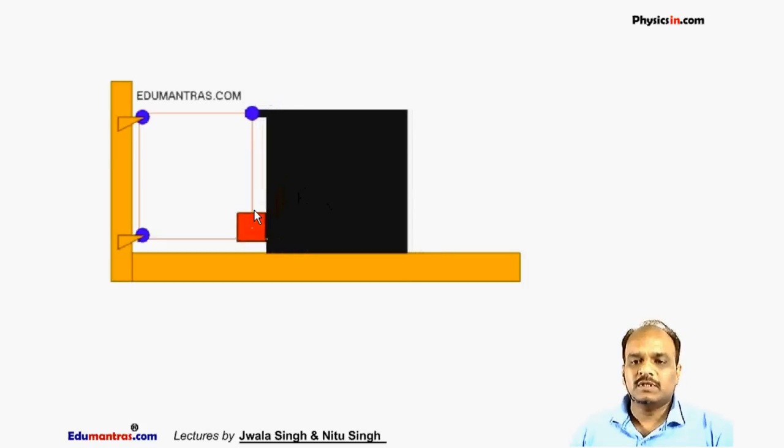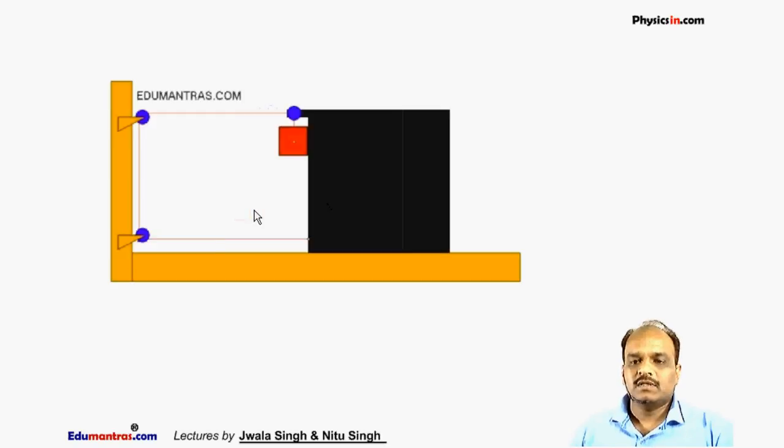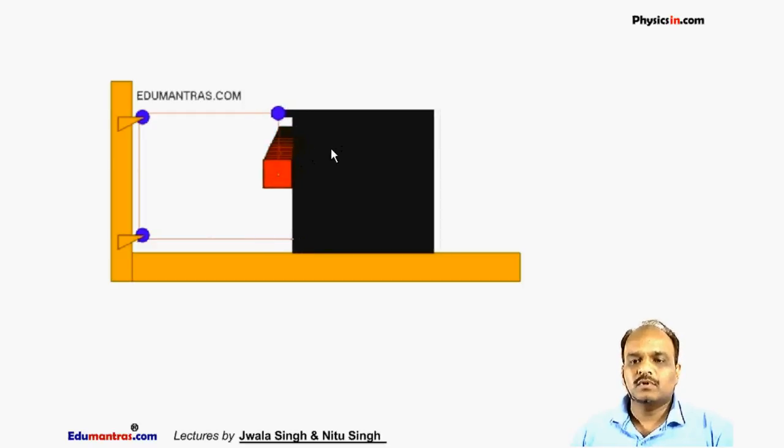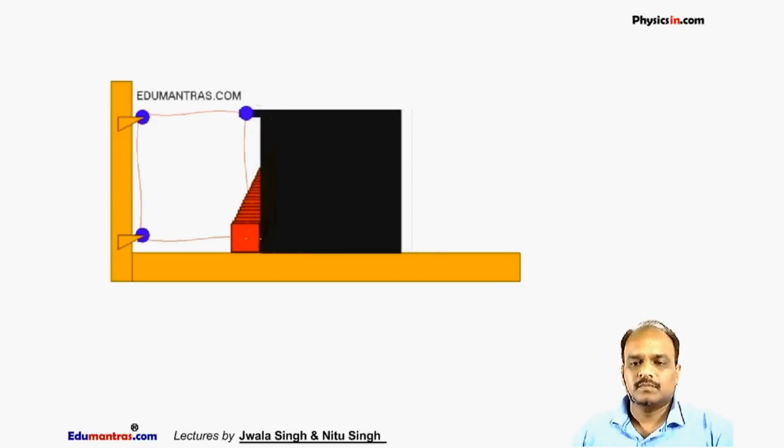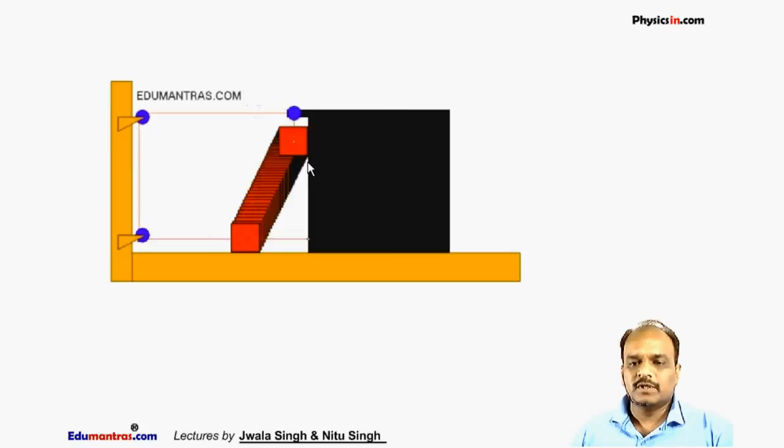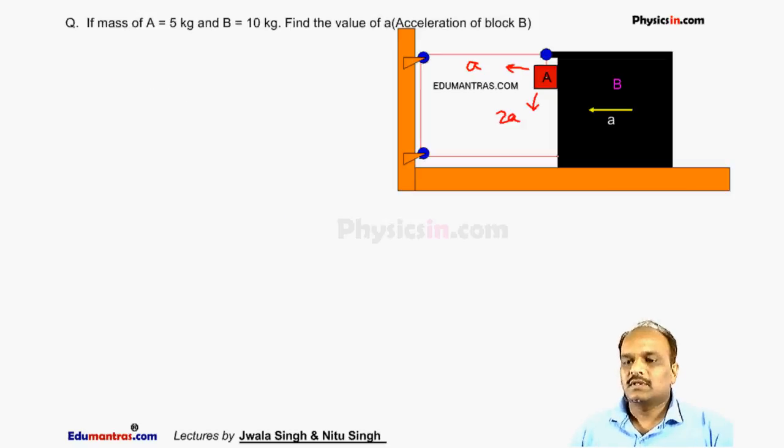When block B moves forward, block A is moving forward as well as downward, and the motion of A and B is related. We can see the constant relation between them. If we see this triangle, the vertical height is double that of the horizontal height. So this block is moving horizontally with acceleration A and vertically with acceleration 2A. So the horizontal acceleration of block A is A and the vertical acceleration is 2A.